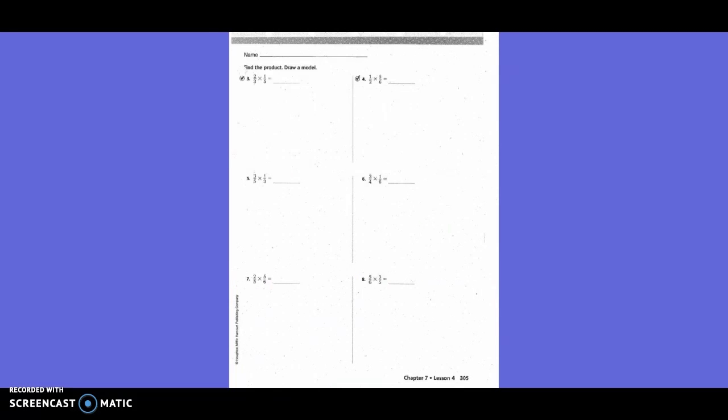Find the product. Draw a model. So first of all, we are going to draw a box. How many pieces do I need to break that box into? 5. Well, let's do the first one first. 2/3, right? So 3 sections. How many of those 3 sections am I going to lightly shade? 2. So you need to lightly shade 2 of those sections.